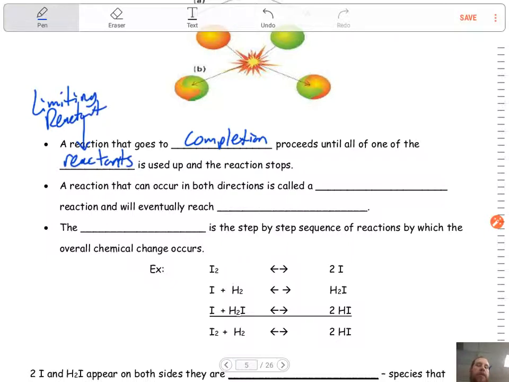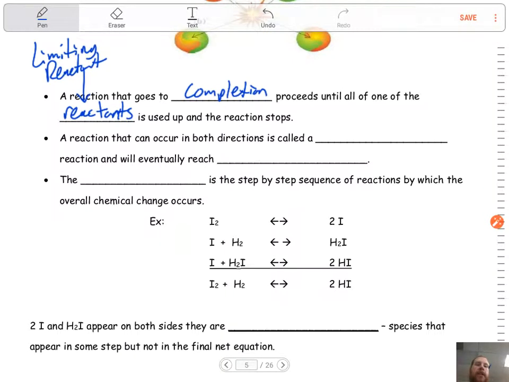Now, a lot of times we saw this in acid-base in our last unit. A reaction that can occur in both directions is a reversible reaction. And we're going to be talking about equilibrium in the second half of this unit, so we'll be dealing with reversible reactions. Eventually, though, the forward direction and the reverse reaction will reach what's called equilibrium. More on that to come.